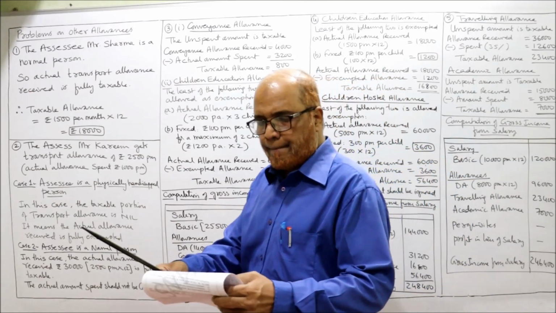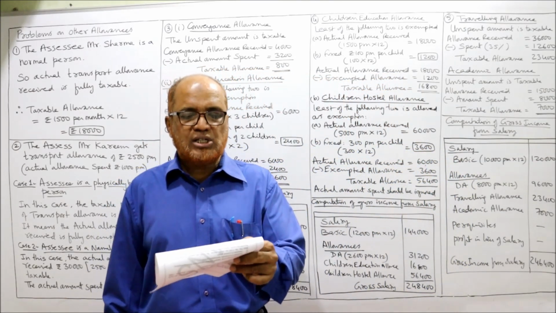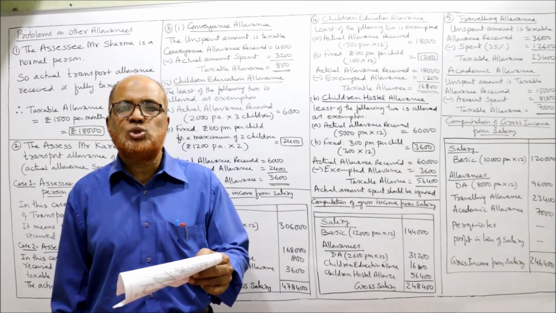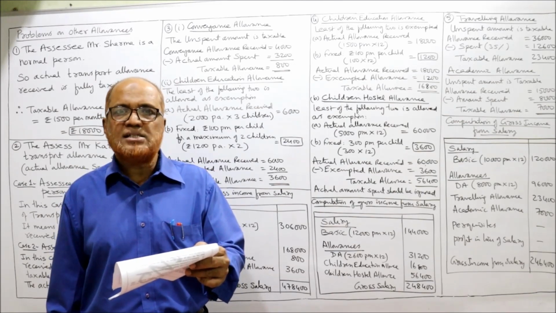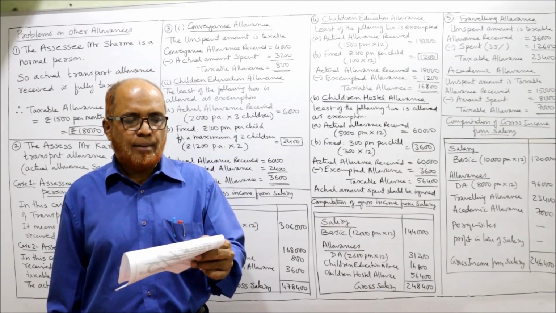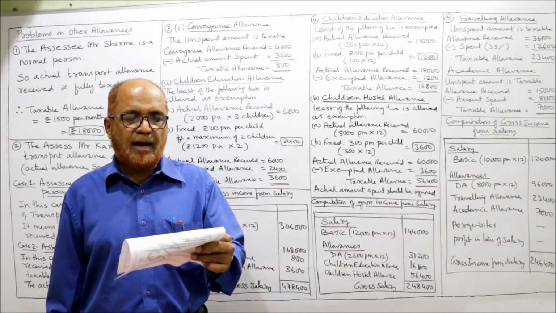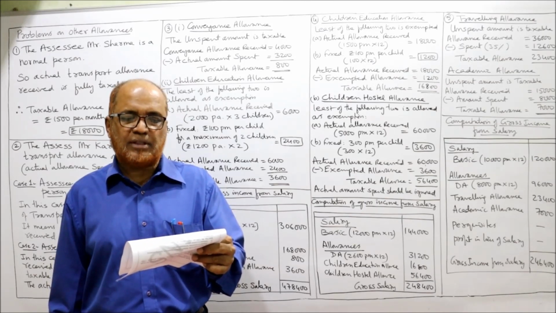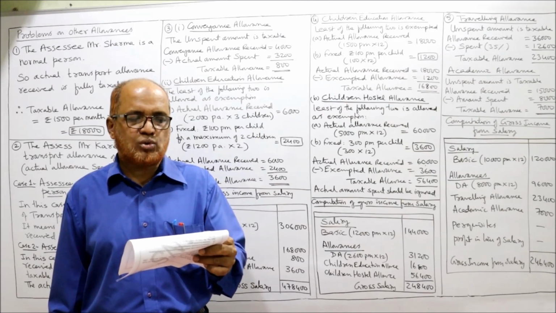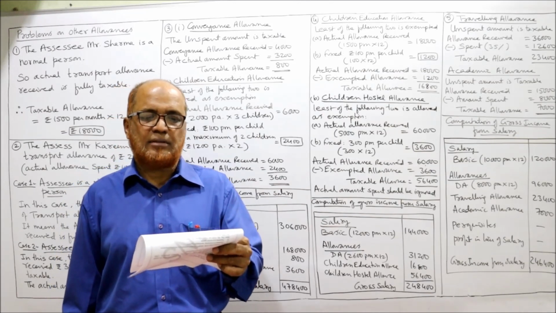Now the fourth problem. Sri Rajesh is working in a limited company in Surat. His salary particulars are as follows. Basic pay 12,000 rupees per month and DA 2,600 rupees per month. Children education allowance to his daughter 1,500 per month.